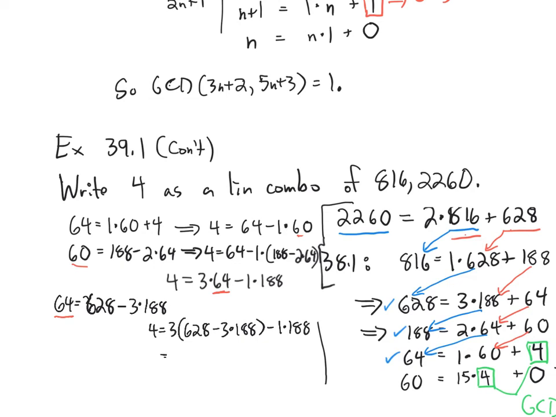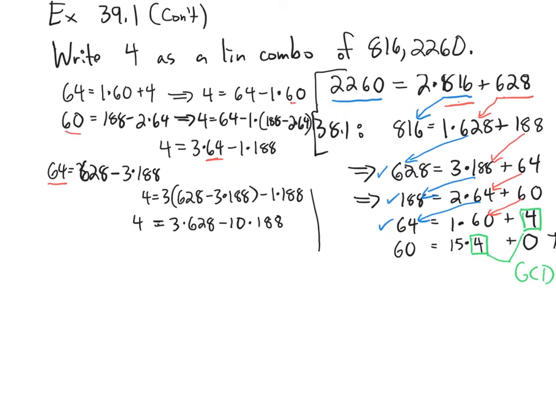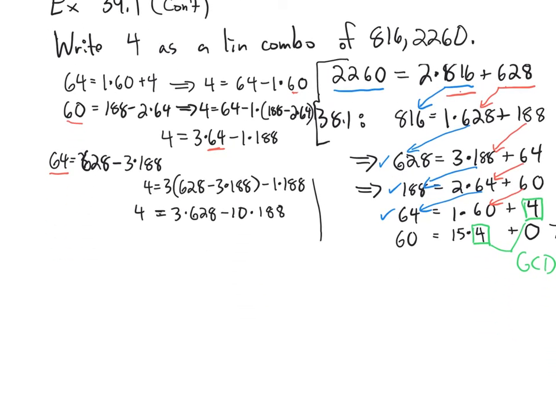We simplify. So we get that 4 is 3 times 628. And here we have 3 times negative 3 is negative 9 minus another one, so that's minus 10 times 188. And you can check this with the calculator now, that this indeed gives us 4. And we just keep going like this. Once you get one step, you know how to do it for the others. We'll move up to the next line.